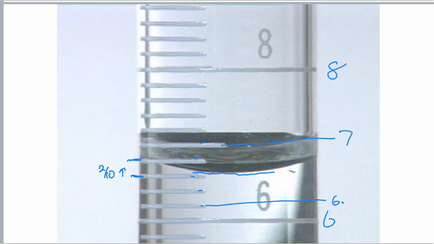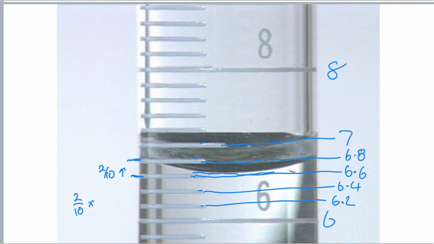So this is 6.2. This is 6.4, so you can see each division here is 2/10 of a mil, and so we need to know how much of the way are we between the 6.6 and the 6.8. We're 2/10 of the way through, so 2/10 of a division, so 2/10 of 0.2 is 0.4 of a division. I'm sorry, that's not right, is it? It's 0.04 of a milliliter. So we're just going to add that. So it's 6.6 plus 0.04. So that is 6.64 milliliters here.